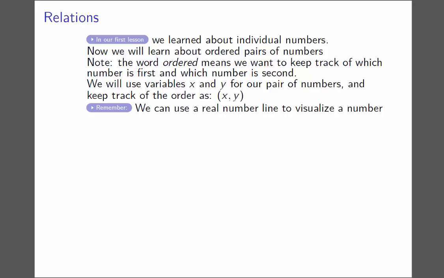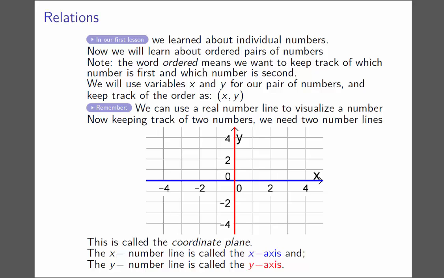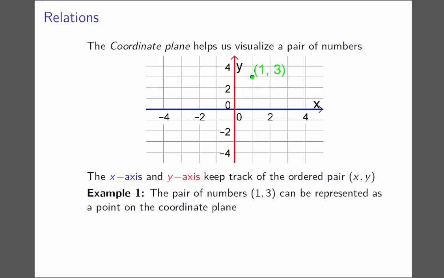Remember, we used a real number line to visualize a number. Now that we have two numbers to keep track of, we need two number lines. This is called the coordinate plane. The x number line is called the x-axis, and the y number line is called the y-axis. Let's look at an example where the coordinate plane helps us visualize a pair of numbers.